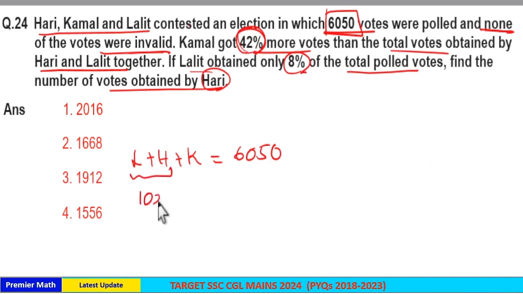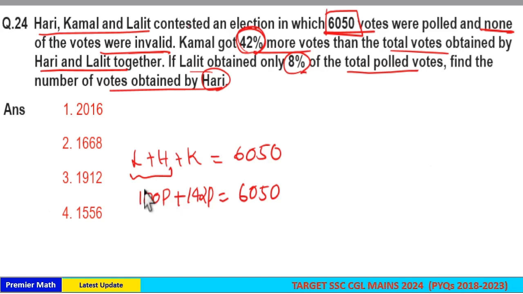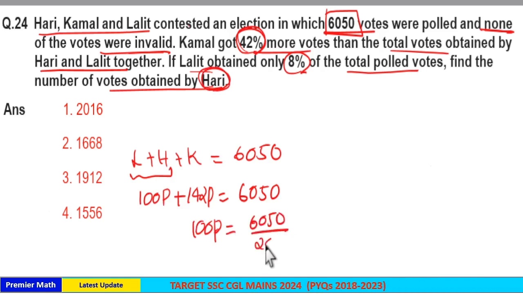Consider Lalit and Hari together won 100 part votes. Then Kamal got 100 plus 42, 142 part votes. So total votes is 242 parts, which is 6,050. Now if you find what is 100 part, you can find the votes obtained by Hari here. So 100 part votes is equal to 6,050 divided by 242 into 100.